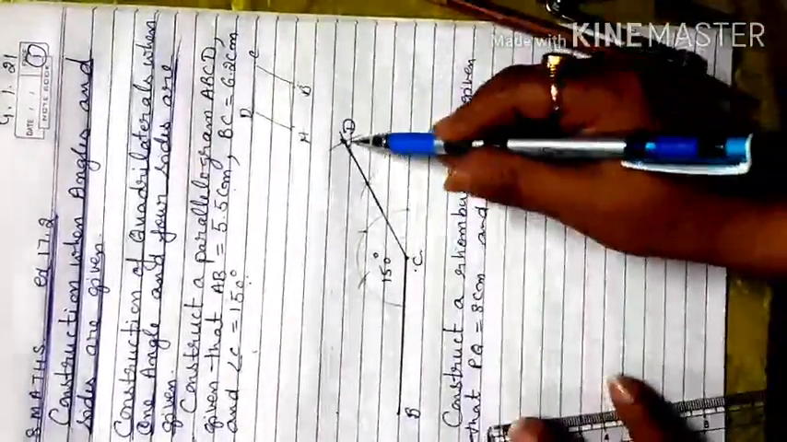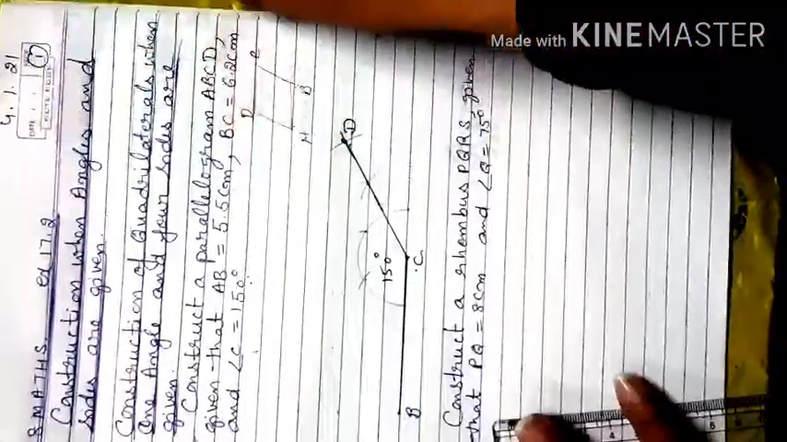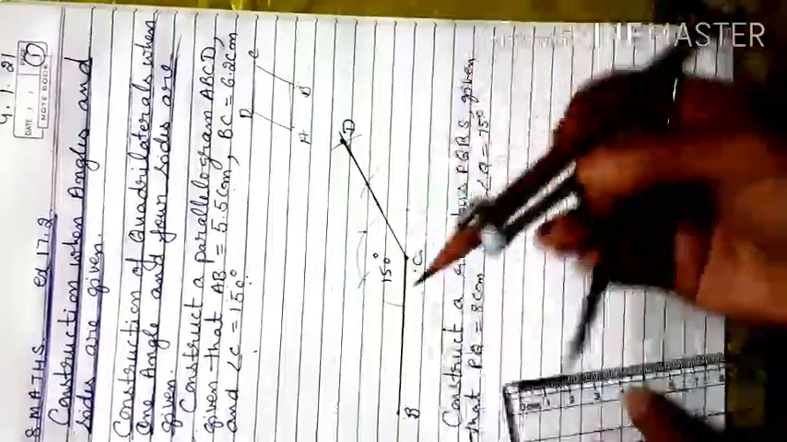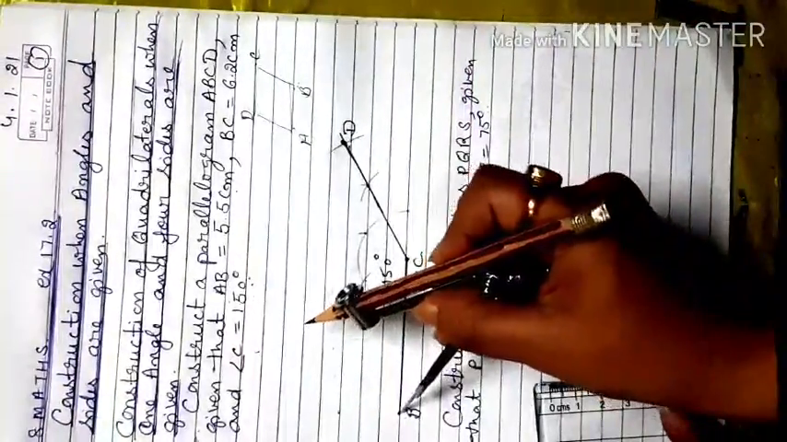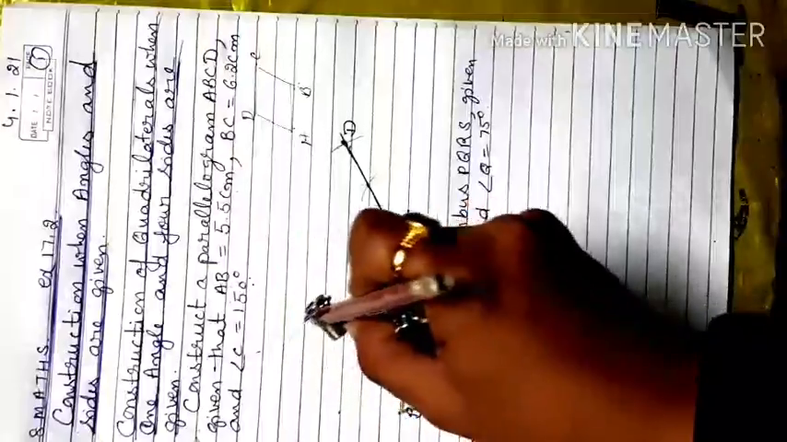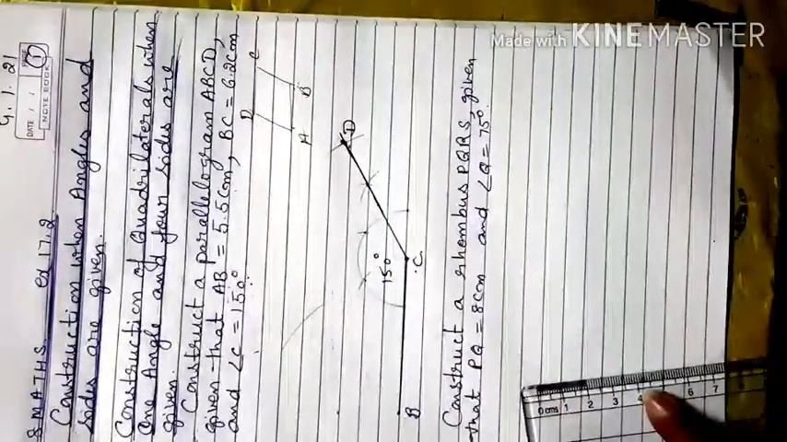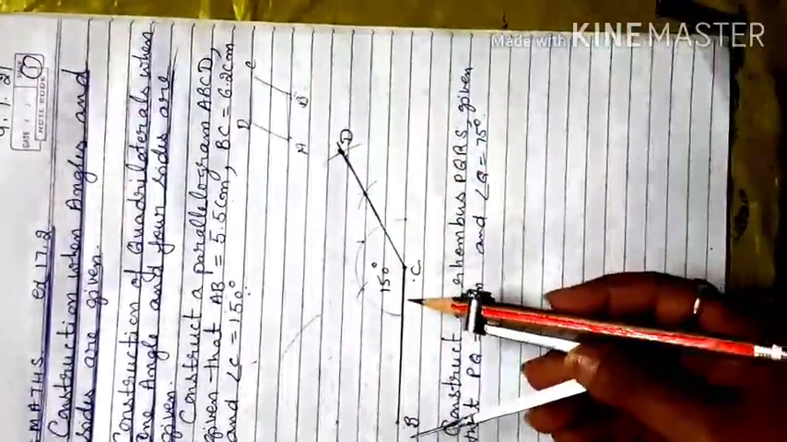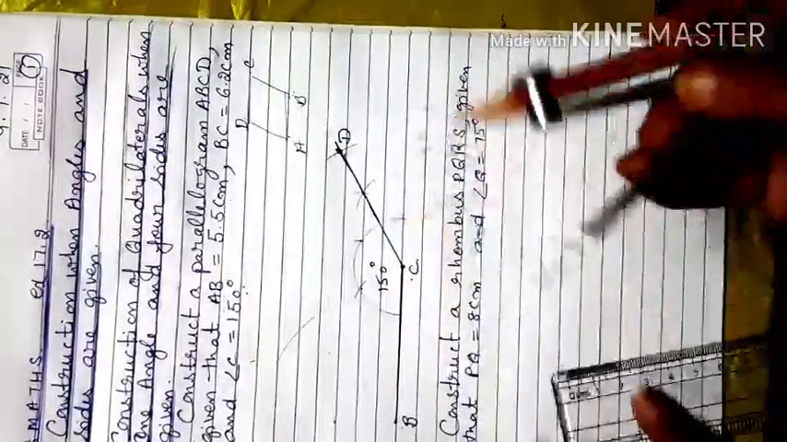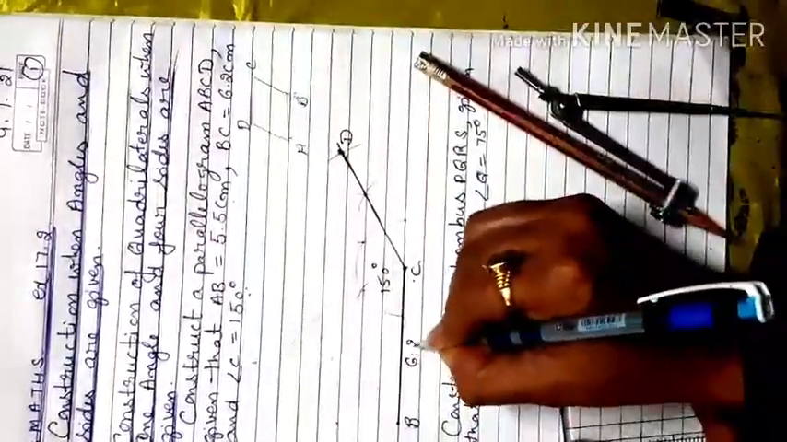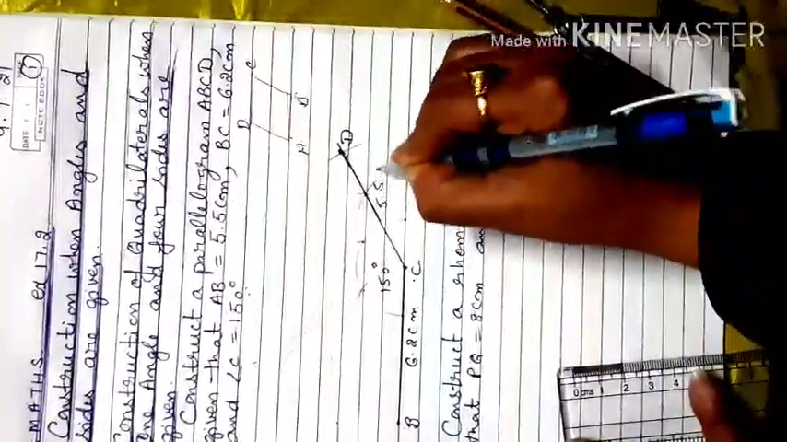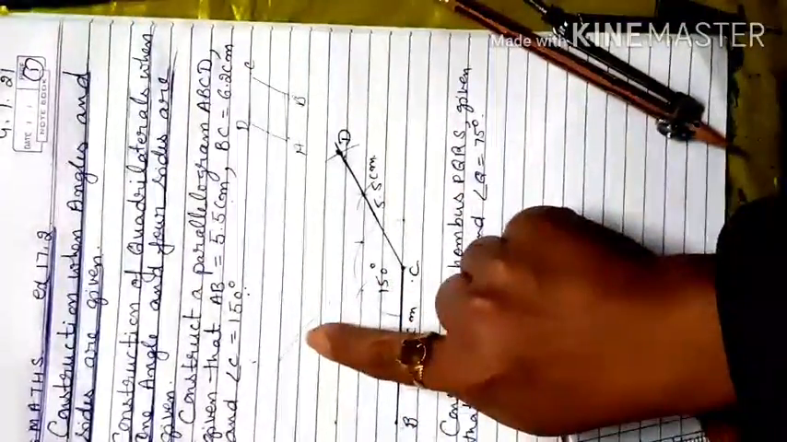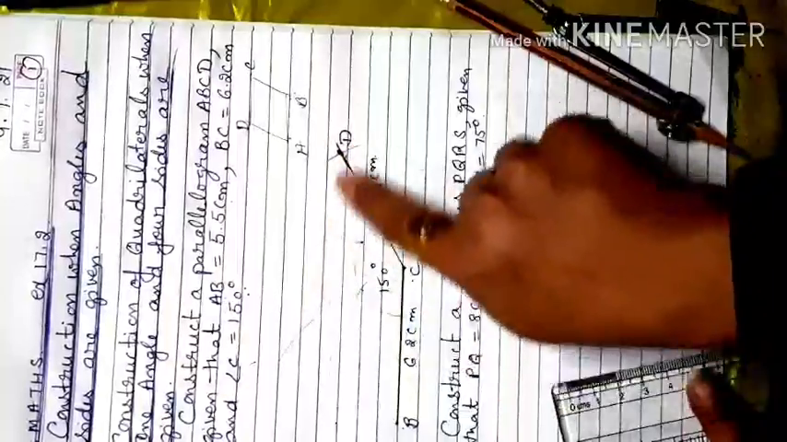Okay, now this is 5.5. Don't try to move that 5.5. With that same distance 5.5, keep it on the B point and draw another arc here, because we also need the A point. So this is 5.5, this is 5.5. What I drew earlier is 6.2. So this is 6.2 centimeter, this is 5.5 centimeter. I need a point at 5.5 centimeter from here and 6.2 centimeter from here.